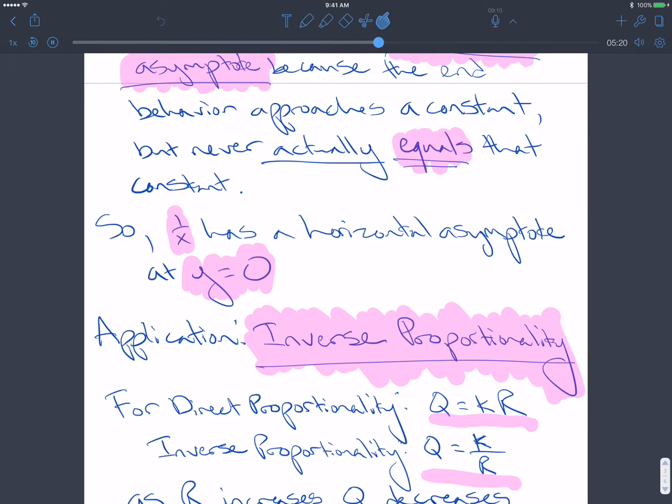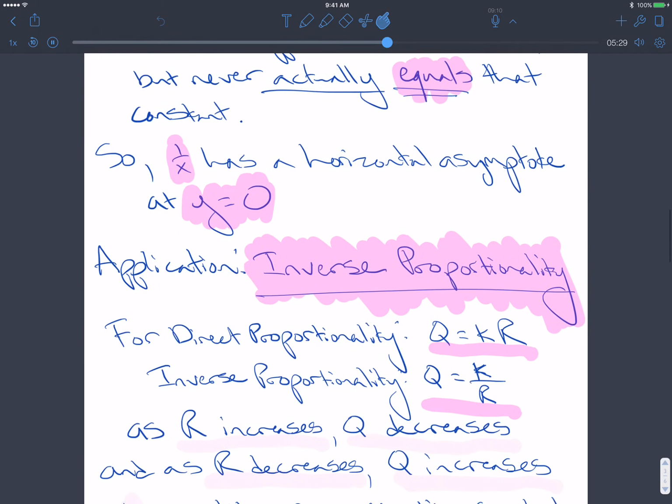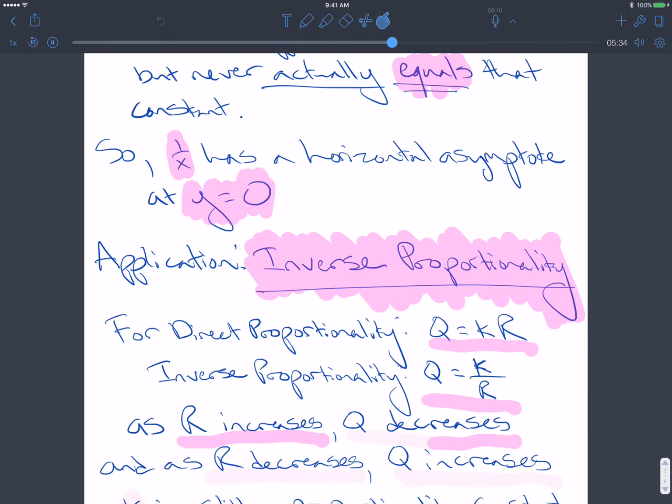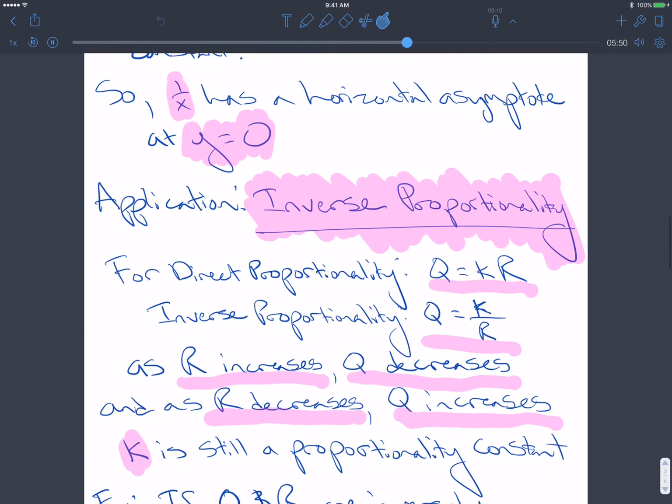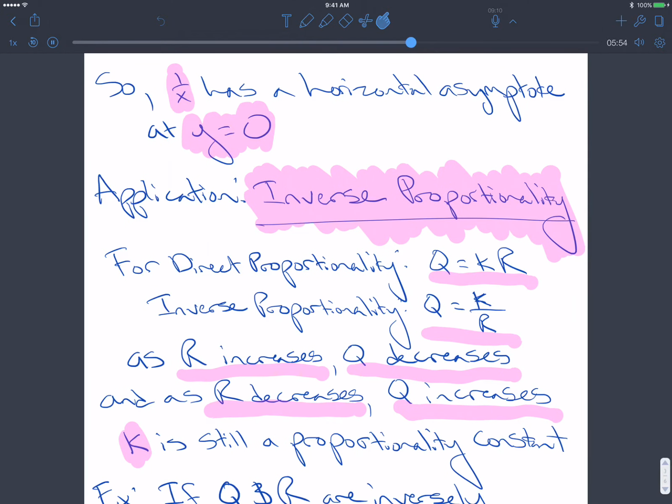So when I substitute in an R, the Q is proportional to that constant divided by the R instead of times it. So when R increases, Q will decrease, because if I divide by a bigger number, I will get a smaller number, and vice versa. If R is small, i.e. getting close to 0, Q will get very, very big, just like we were talking about and we saw in the graph. K is still the proportionality constant for this relationship, but now there's an inverse relationship instead of a direct relationship between the variables.